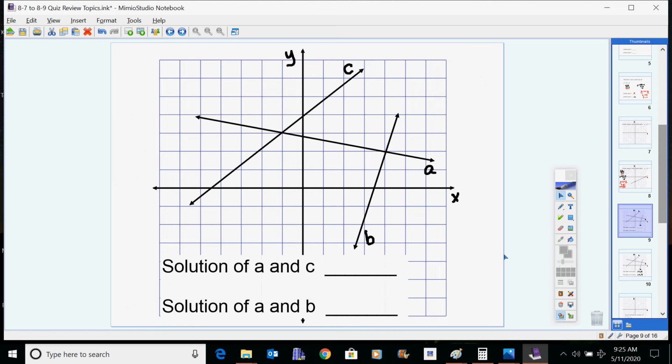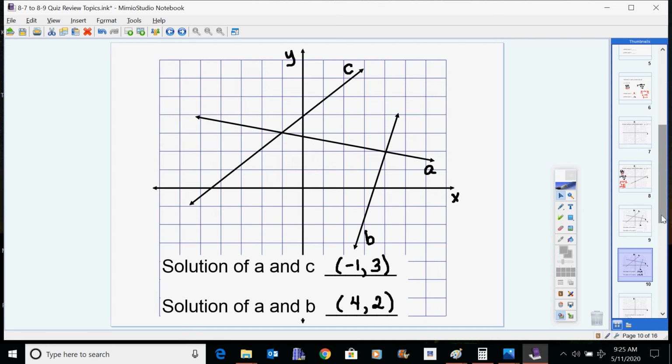Now, the other thing that I said you need to be able to do is find the solution of a system of equations by a graph. So if you have lines that are already graphed, the solution is the place where they intersect. So the solution of A and C would be the ordered pair -1, 3. The solution of A and B would be the ordered pair 1, 2, 3, 4, 2. Okay, so once again, the solution of A and C is the ordered pair -1, 3, and the solution of A and B, where they intersect, is 4, 2.